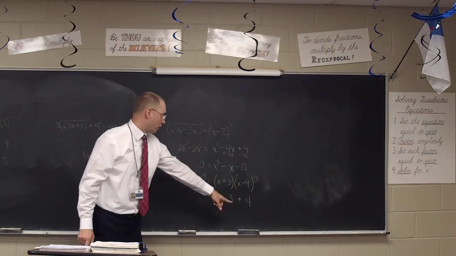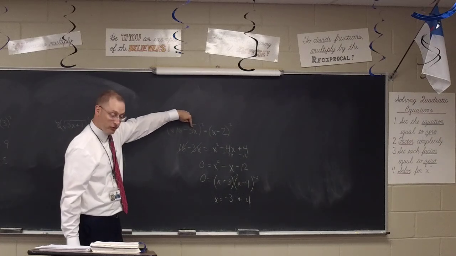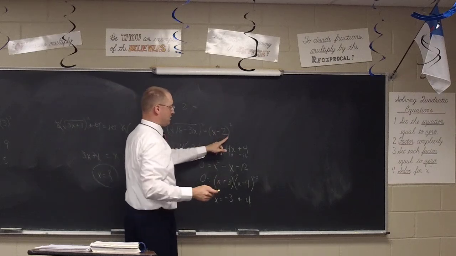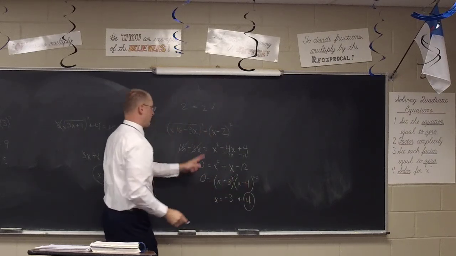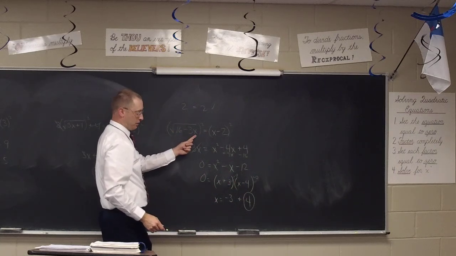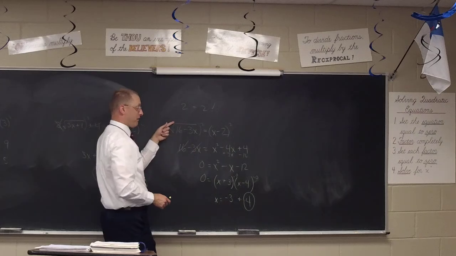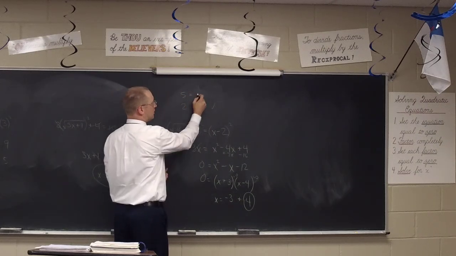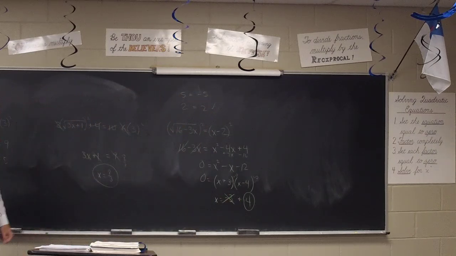Let's check the 4 first. 3 times 4, 12, negative 12. 16 minus 12, 4. Square root of 4, 2. 4 minus 2, 2. Let's check the negative 3. Negative 3 times negative 3, positive 9. 16 plus 9, 25. Square root of 25, 5. Negative 3 minus 2, negative 5. Oh. One extraneous root, one root that checks. 4 is our answer.